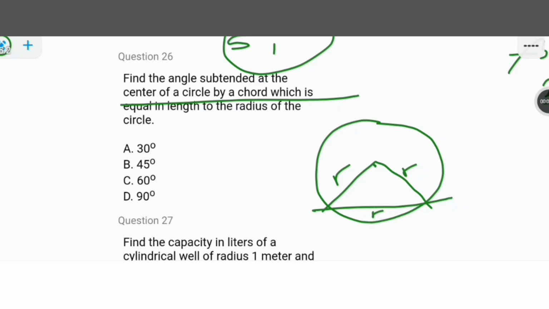If you look at this kind of triangle, it is called an equilateral triangle. And the angles in an equilateral triangle are always 60. All the angles here are 60. This is 60, this is 60, this is 60.